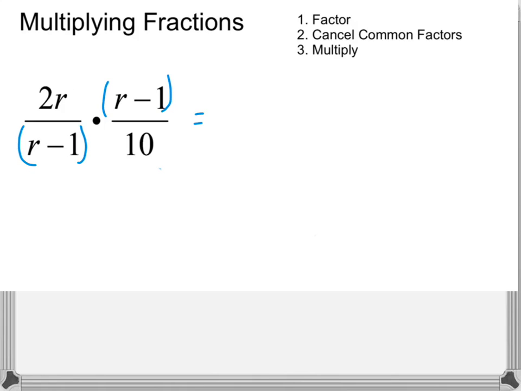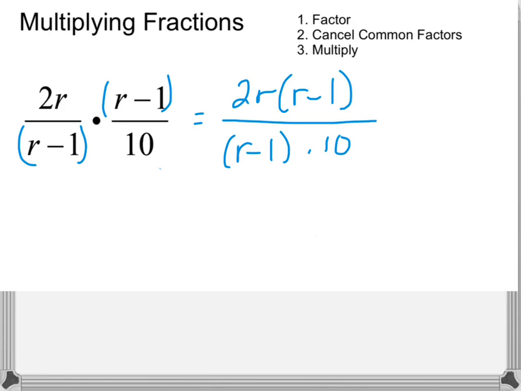So really what the product would be is 2r times (r minus 1) over (r minus 1) times 10. Well, you can see when you do this that r minus 1 is a common factor, so I can cancel that. So what am I left with? I'm left with 2r over 10. But here, 2 and 10 share a factor of 2. So 2 divided by 2 is 1, which I don't have to put there because r is there. And 10 divided by 2 is 5. So what I'm really left with is r over 5.